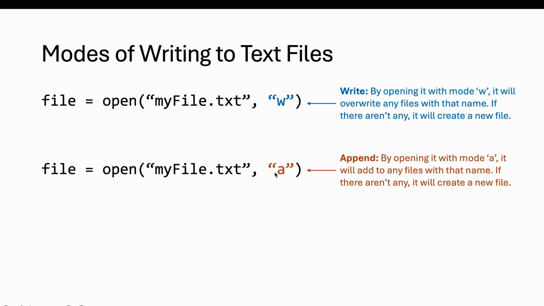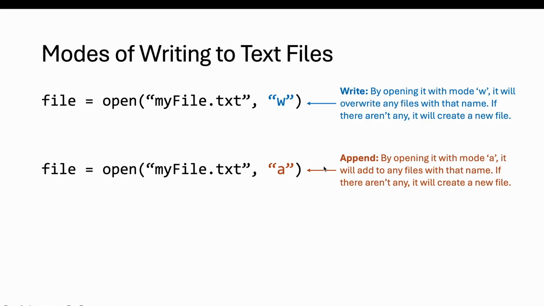The A stands for append. Think like an appendix in a book, it's at the end. If you open a file in mode A, it'll add to any files with that name already. So if we've already got a myfile.txt, it'll just continue adding on to the end. But same thing as W, if there aren't any, it will create a new file.